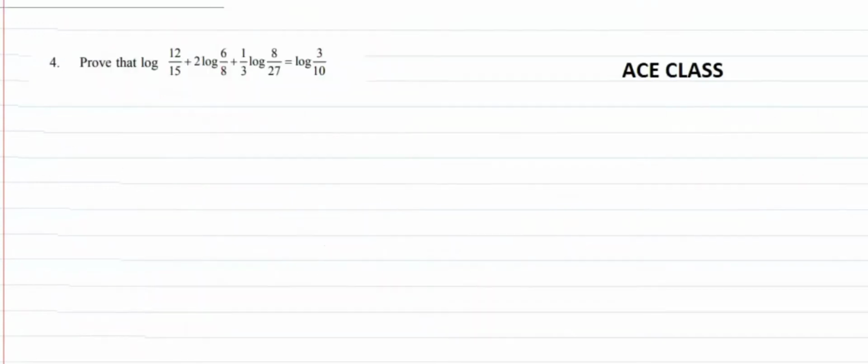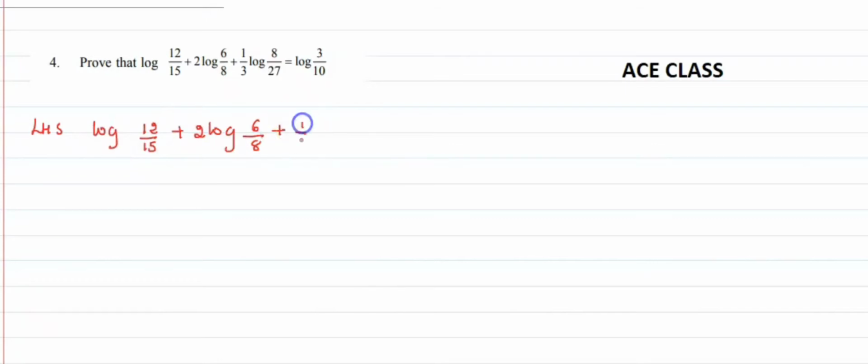Hope you understood. Next question. Prove that log 12 by 15 plus 2 times log of 6 by 8 plus 1 by 3 log of 8 by 27 equals log 3 by 10. So consider the LHS. That is log of 12 by 15 plus 2 times log of 6 by 8 plus 1 by 3 times log of 8 by 27.